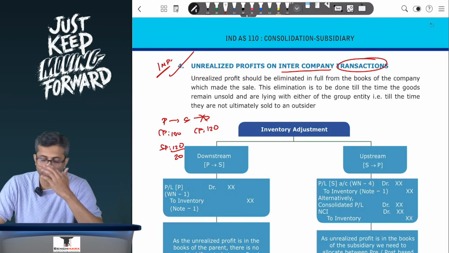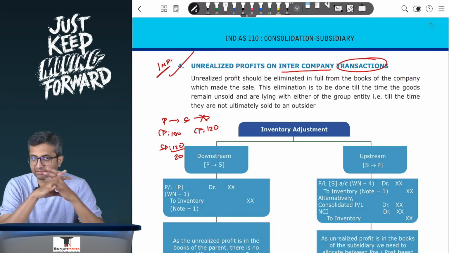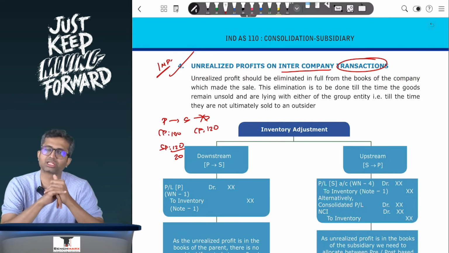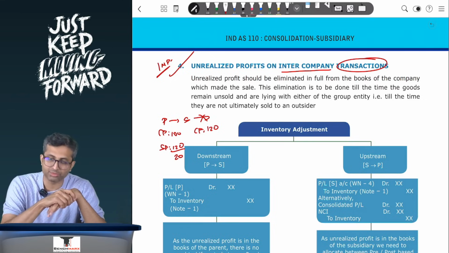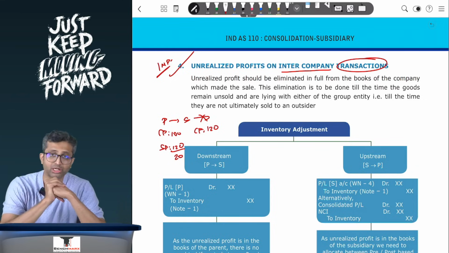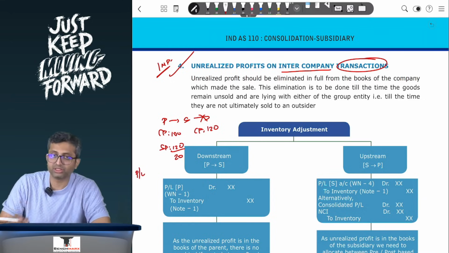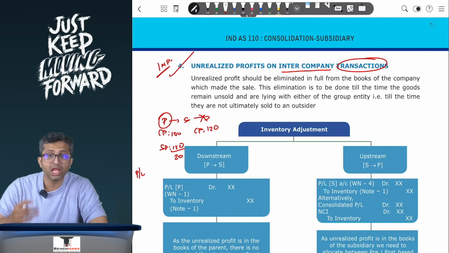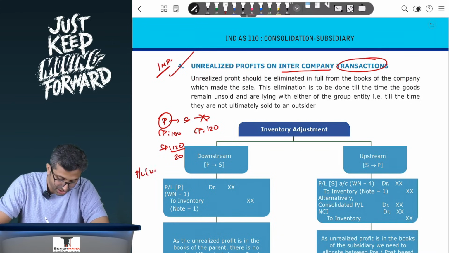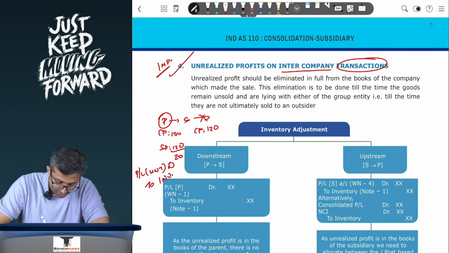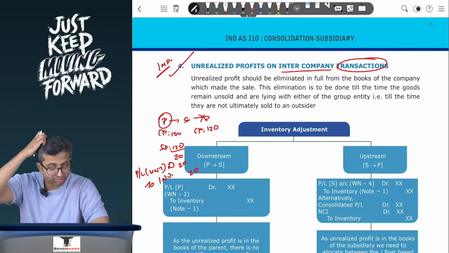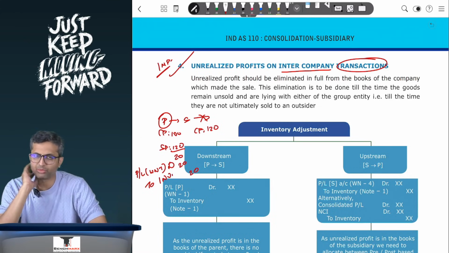Now this is incorrect because this 20 at CFS level is a profit earned by transacting with your own self, and that has not yet been realized because the subsidiary has not sold it to an outsider, and hence this 20 of profit needs to be eliminated. Acha, from where will it be eliminated? Well, this 20 is sitting in the profits of P. Profits of P are in working note 1. This is P&L account debit, for example, 20, to inventories. So your profit will fall by 20. This is the parent's profit, and inventory will also fall by 20.